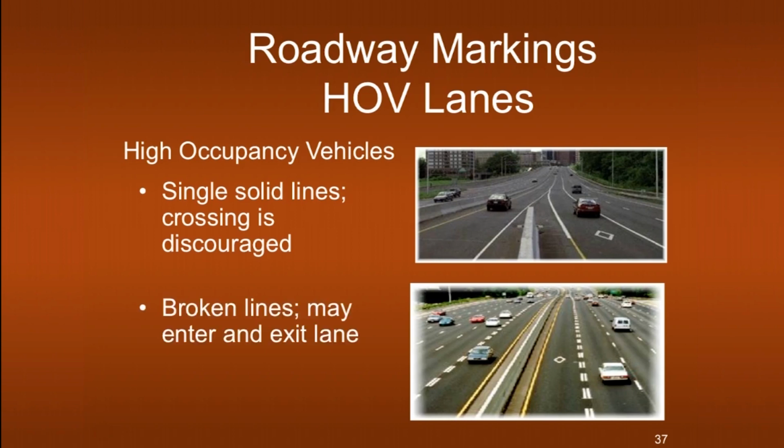So with that, it's discouraged. Broken lines, whether it's single or double, and you see in the lower picture there are double broken lines, but the broken lines do allow you to change lanes to cross over those lines. So when the broken lines are there, you may enter and exit the HOV lane.